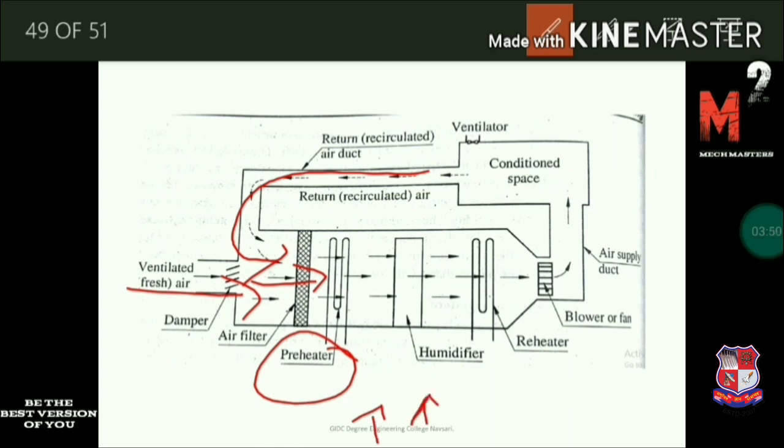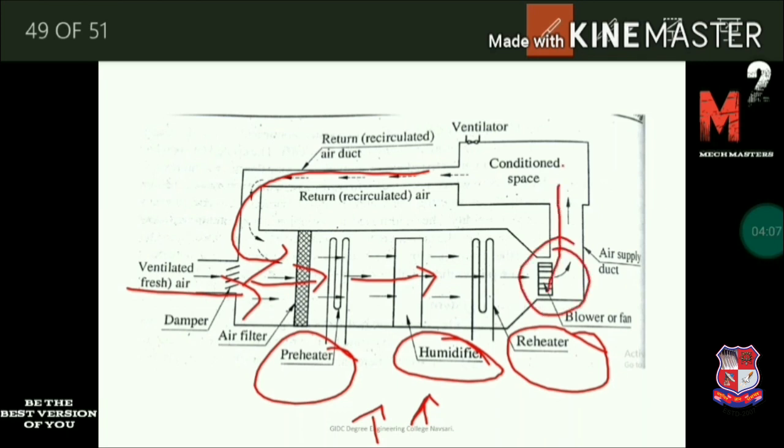After that it is transferred into the humidifier. In the humidifier we add moisture content into the air. This heated and humid air is then transferred into the reheater. The reheater is used for precise control of temperature and humidity. After that, by using the fan or blower, we transfer this air to the conditioned space.